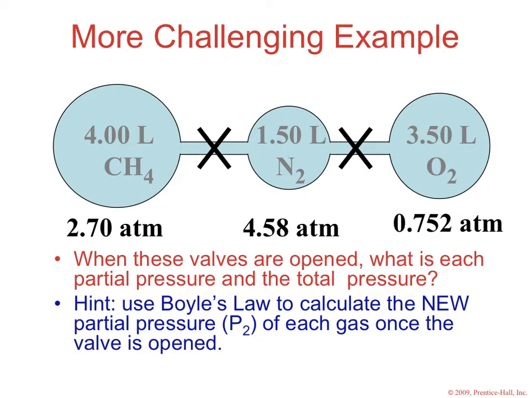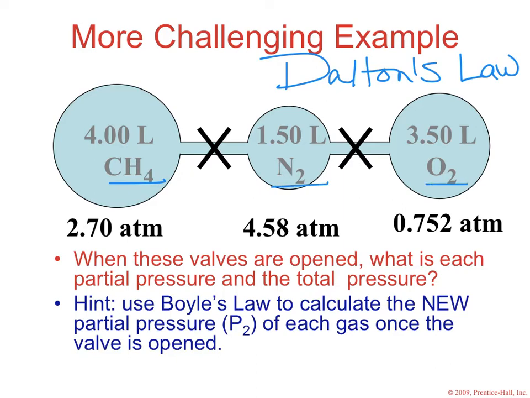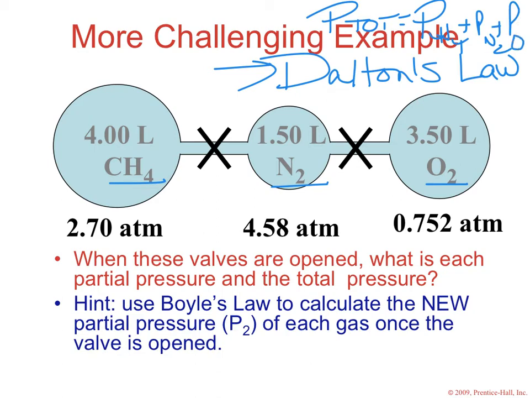Here is a more challenging example that combines the use of Dalton's law. Now you might want to write yourself a little note that anytime you have a mixture of gases, in this case methane, nitrogen, and oxygen, it's likely you're going to use Dalton's law, which means total pressure is all the individual pressures. So in this case it'd be pressure of CH4 plus pressure of nitrogen plus pressure of oxygen.